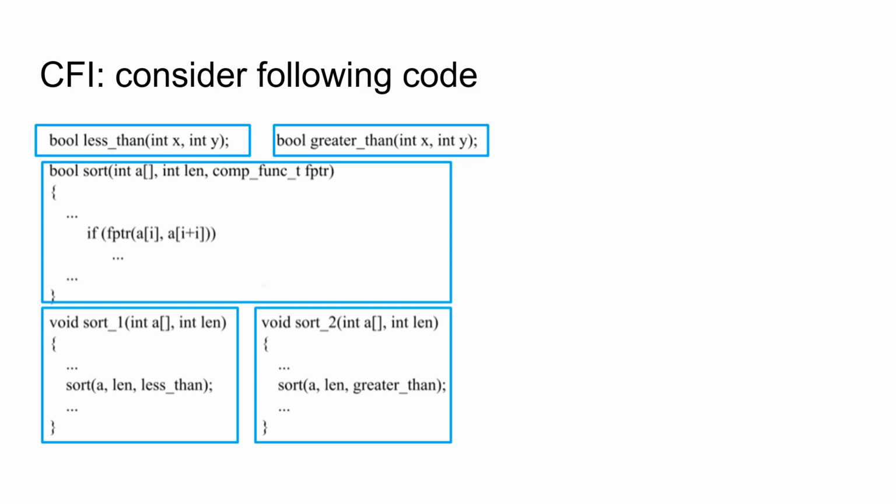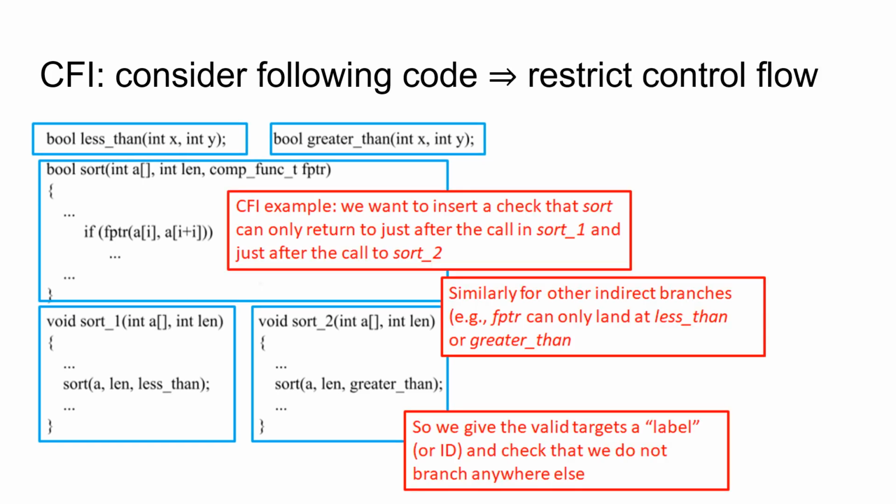That's what we want. So again, this is what we want to enforce. We want to make sure that sort can only return to the call site in sort 1 or the call site in sort 2, so just after the call sites. For this we need to instrument the code and insert a check to see whether or not it returns to the right thing.